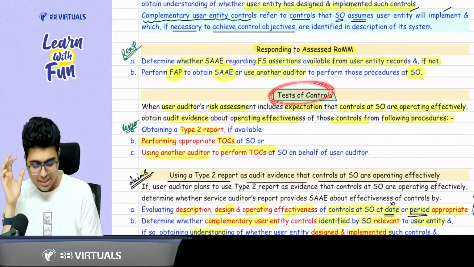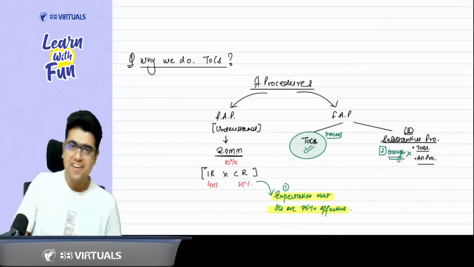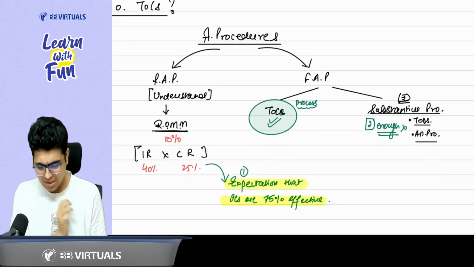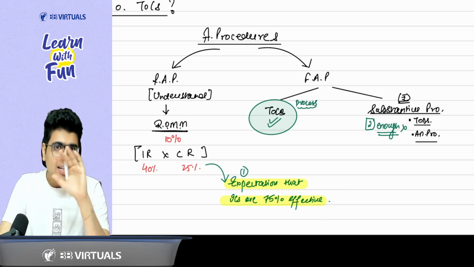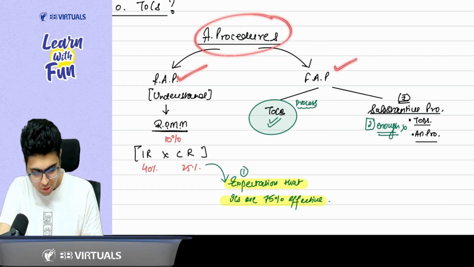Now let's talk about the test of control. The question is, why do we need to do the test of control? So the answer is simple. The answer lies in the other two procedures. What are the audit procedures? Risk assessment procedure, further audit procedure.